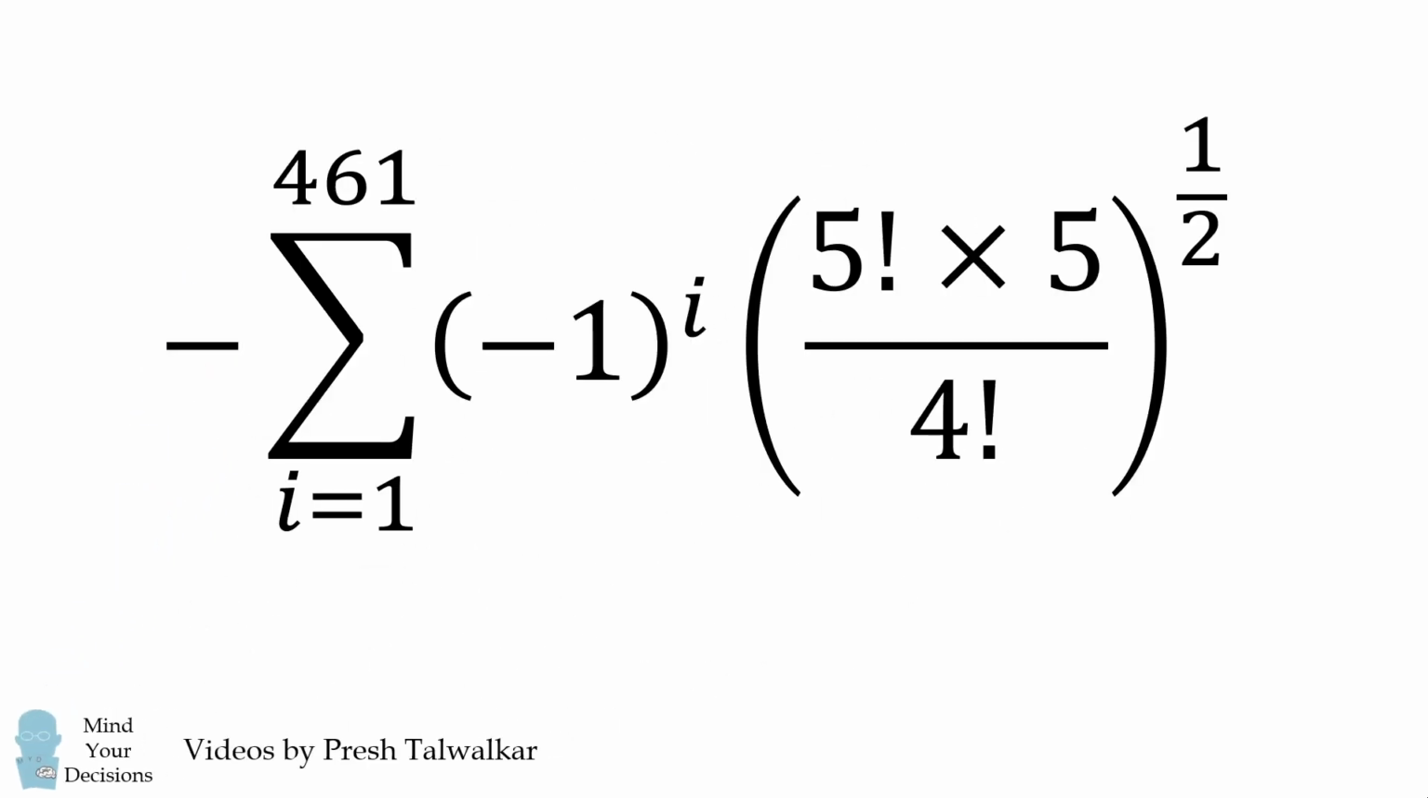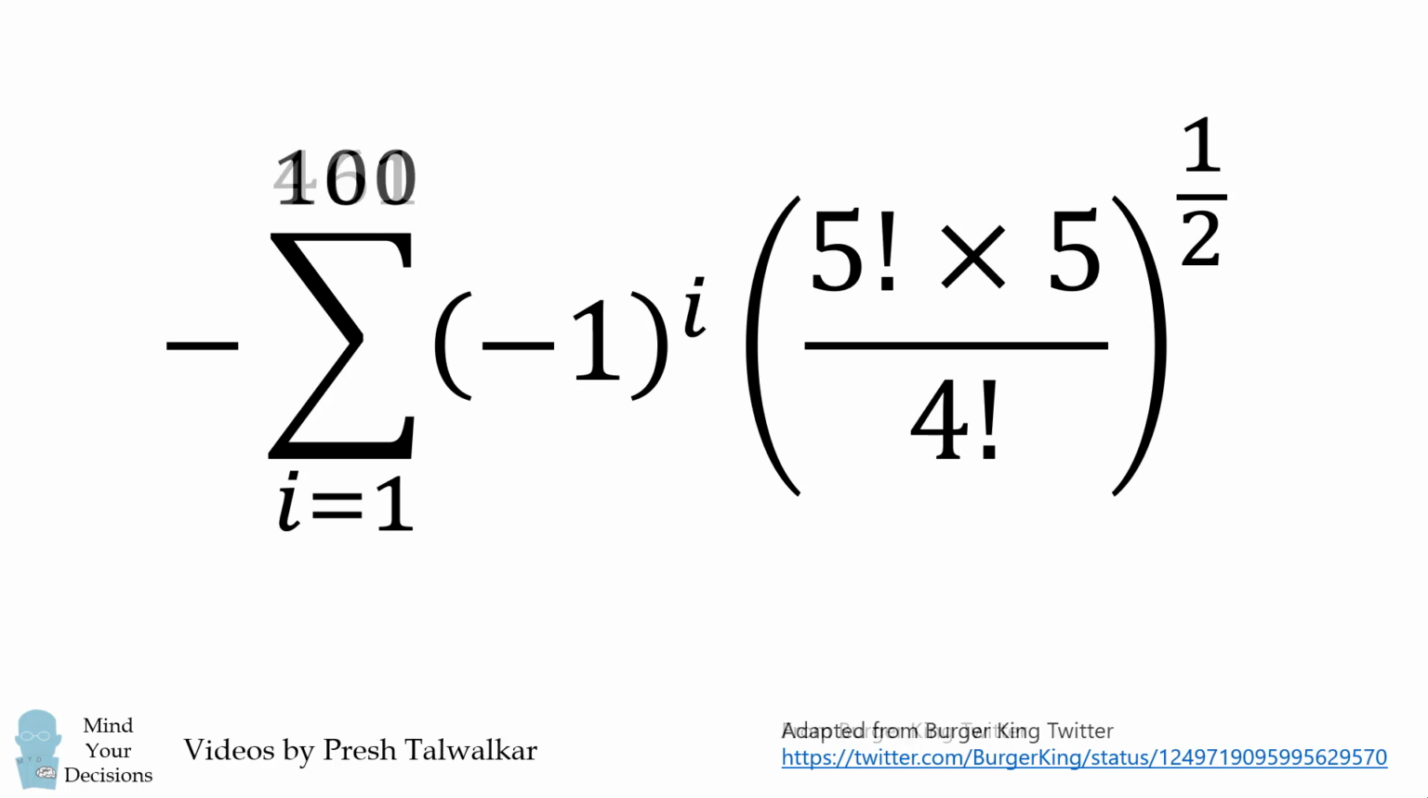What is the value of the following sum? Burger King asked this problem on Twitter. The value of this sum would be a promo code that could be used for a free Whopper with any purchase. To avoid spoiling the answer, I'm going to solve a slightly different problem to illustrate the method of how you would solve such a problem.